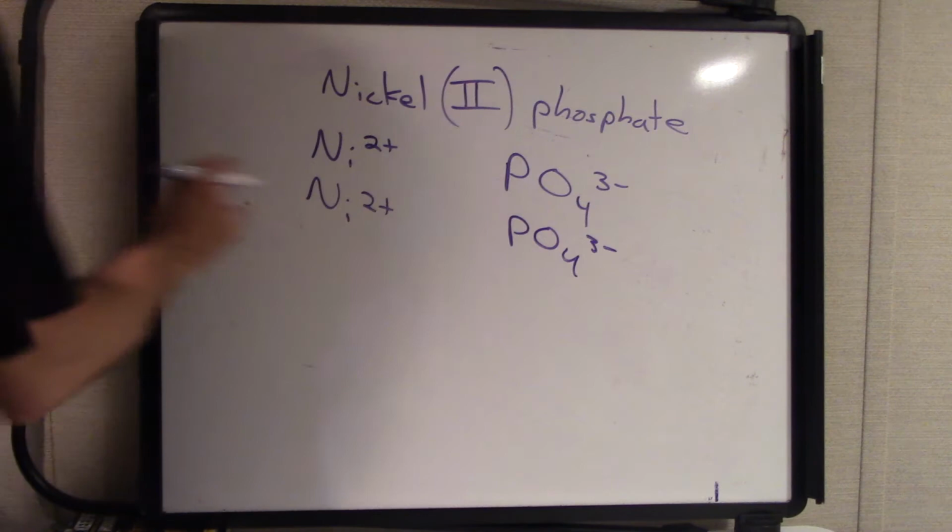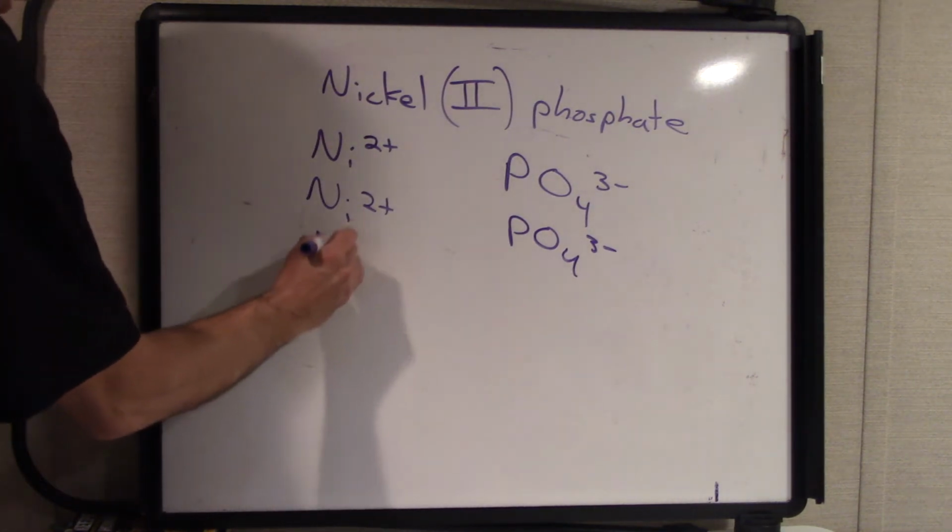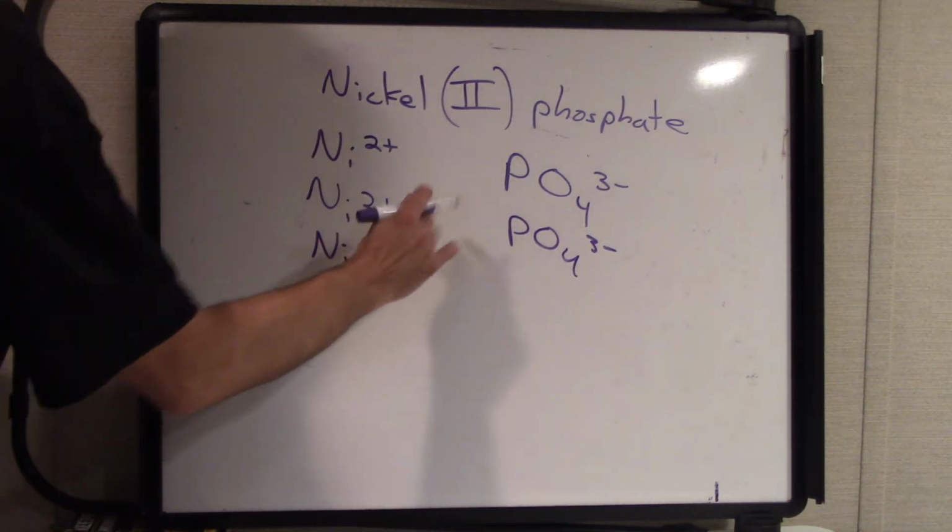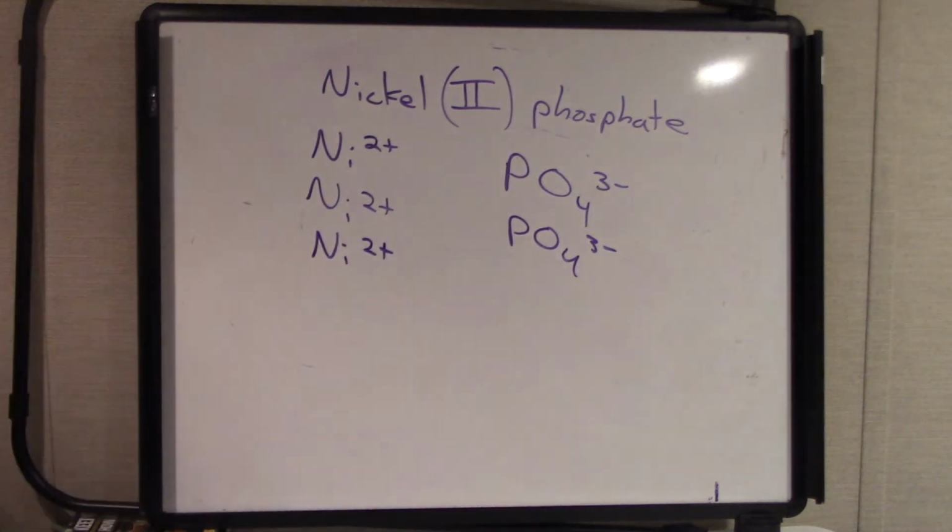+4 minus 6. I'm short positives again. Tack on another positive. +6 minus 6. Now I have charge balance. Now I can write my formula.